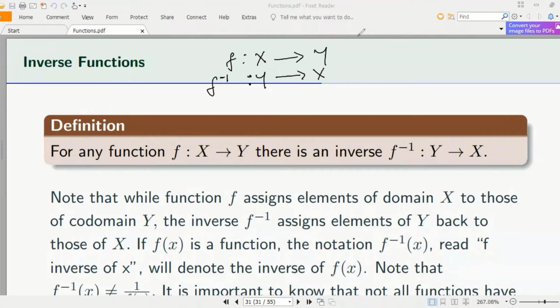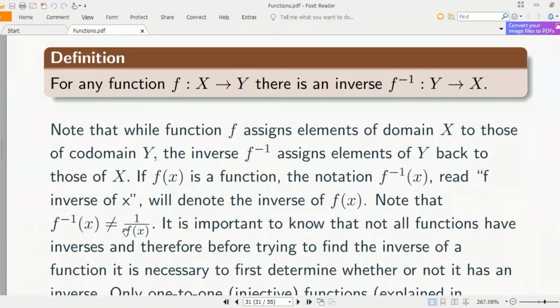Now, the other important point that I've said is that we should not confuse the inverse of a function with this. They are not the same. 1 over f is not the same as the inverse of a function. They are not the same. So that is a point that I've noted here.